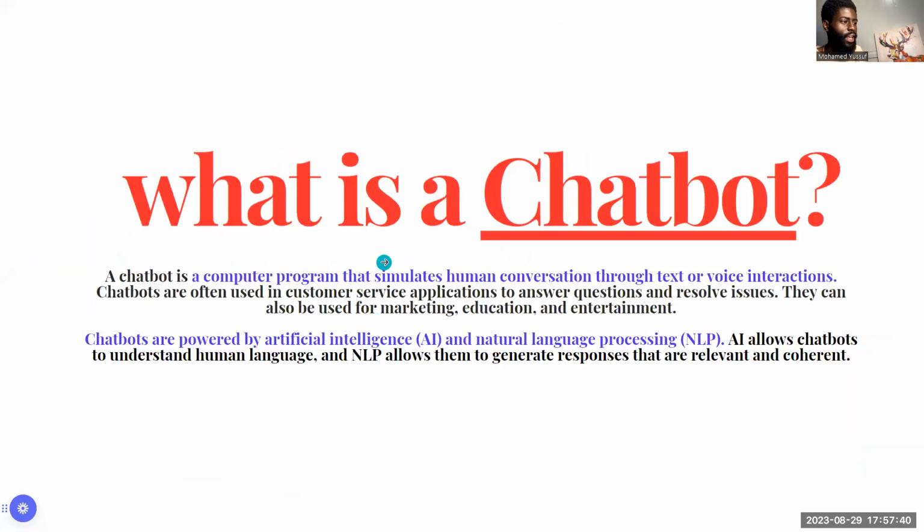You might be asking, okay, that sounds amazing, but what is a chatbot? No problem. A chatbot is a computer program that simulates human conversation through text or voice interactions. Chatbots are often used in customer service applications to answer questions and resolve issues. They can also be used for marketing, education, and entertainment.